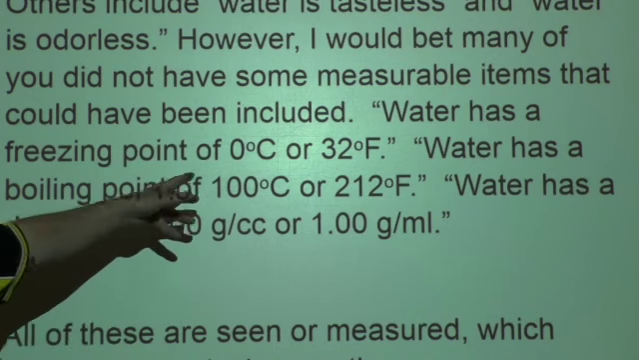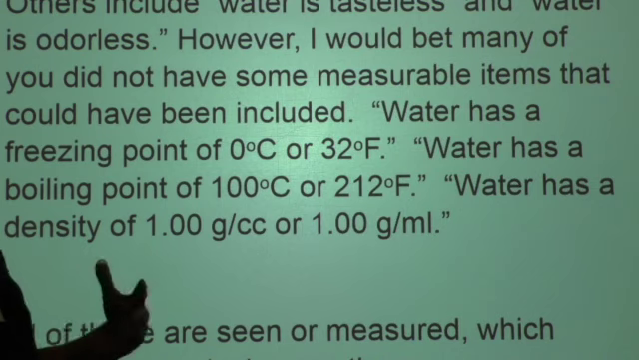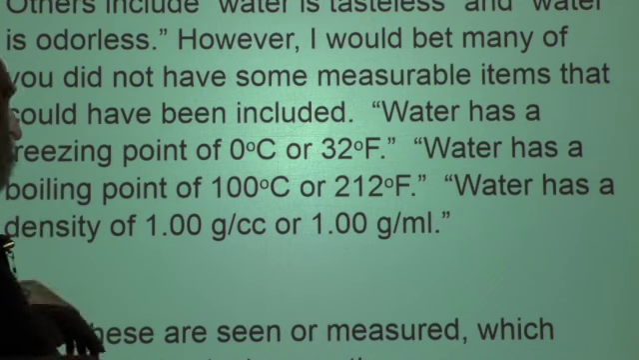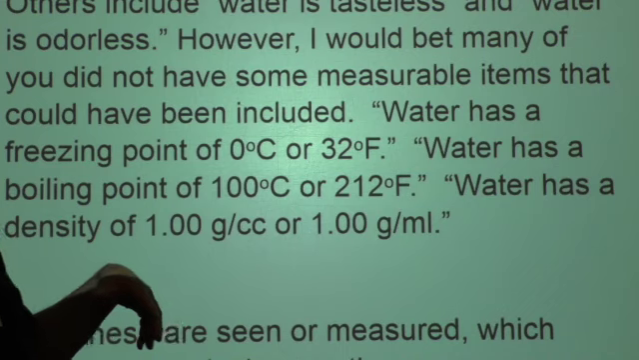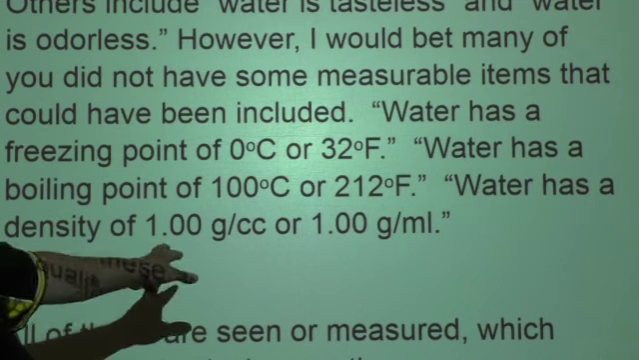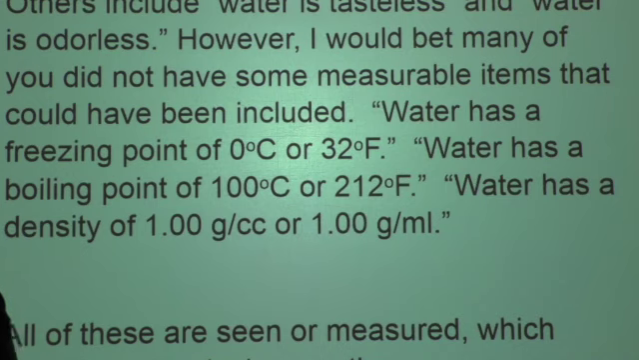Water has a freezing point of 0 degrees Celsius and 32 degrees Fahrenheit. Or you can say water freezes at 0 degrees Celsius, but we call that in scientific terms a freezing point. Okay? If water boils at 100 degrees Celsius or 212 degrees Fahrenheit, we call that a boiling point. Those are measurable quantities. One that you probably have not used unless you dealt with it if you've had physical science is water has a density of 1.00 grams per cubic centimeter, or 1.00 grams per milliliter. And that's something we're going to talk about in the next chapter, how we come up with that.